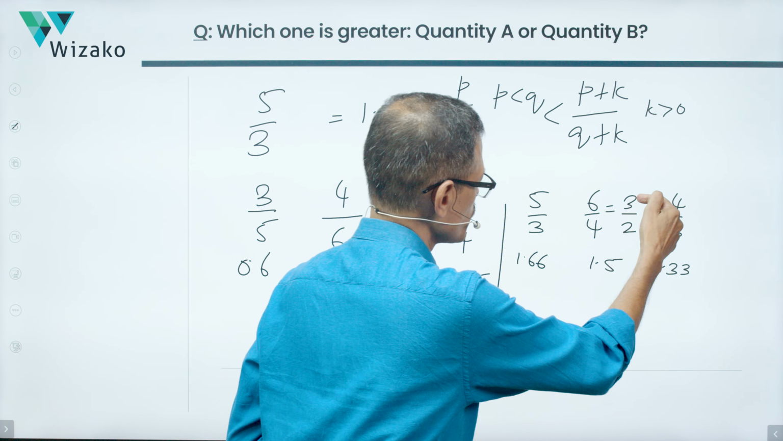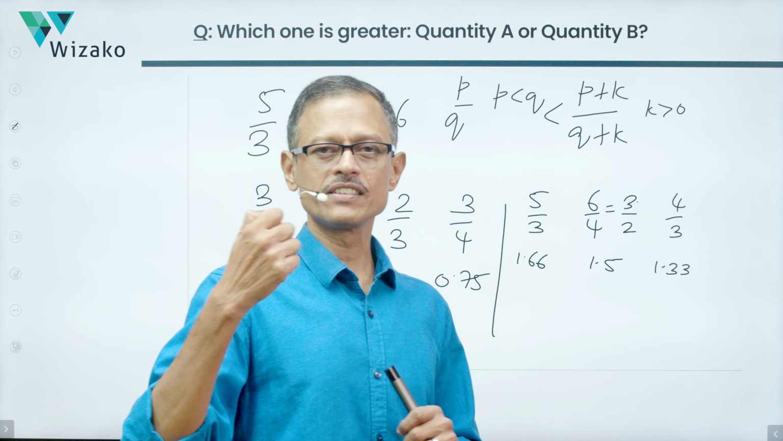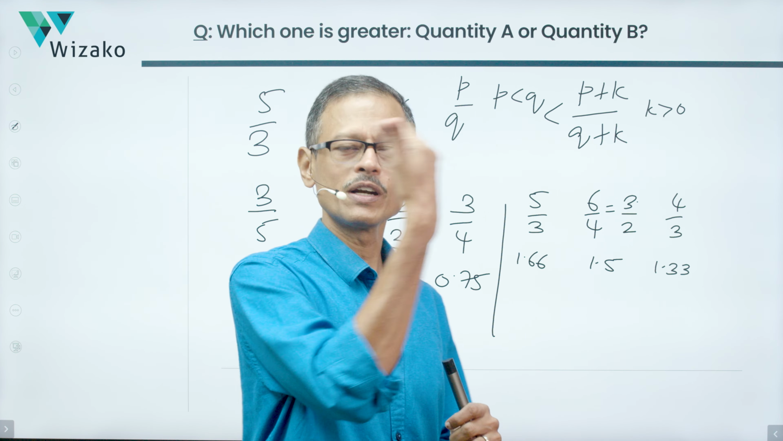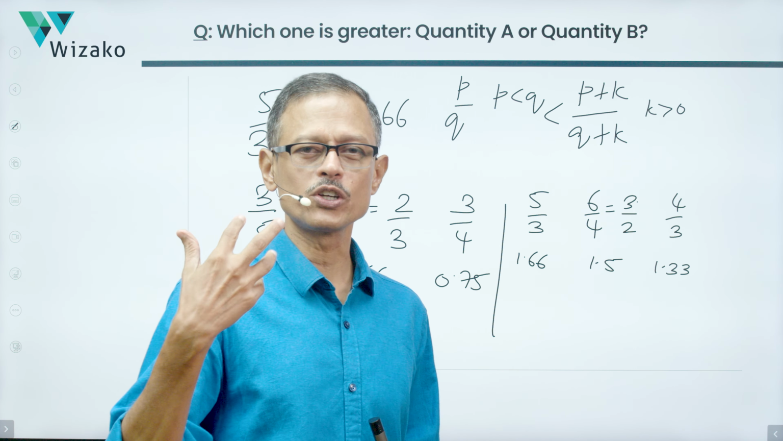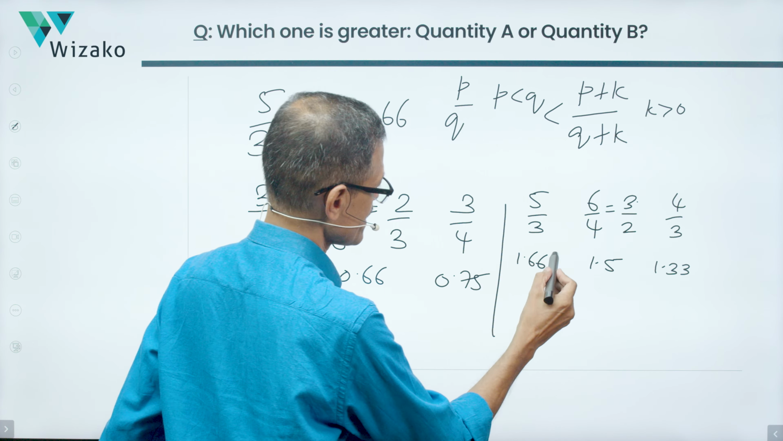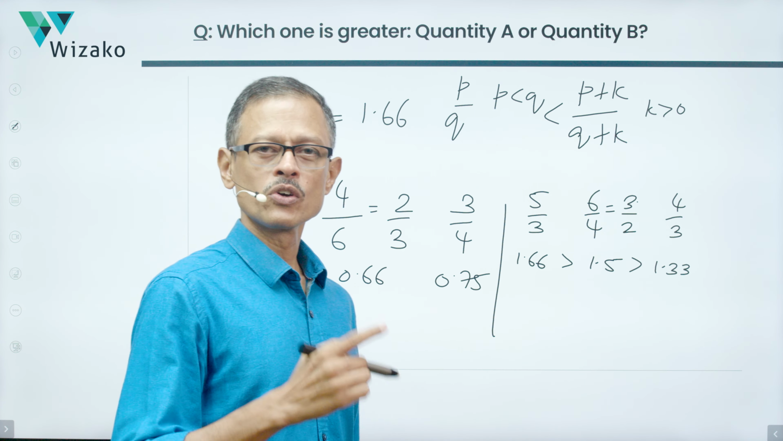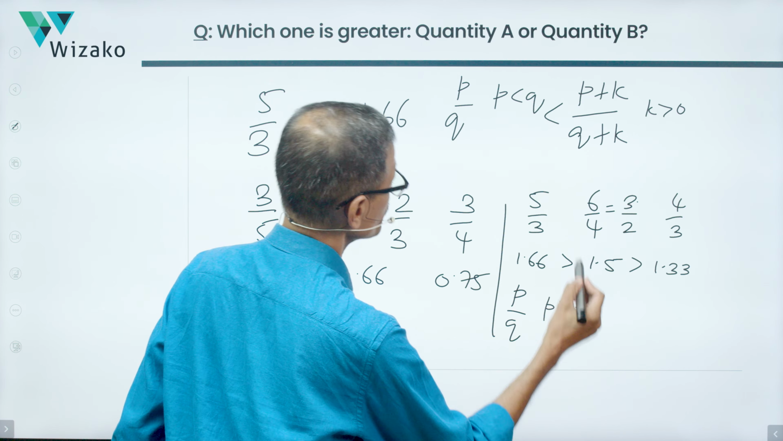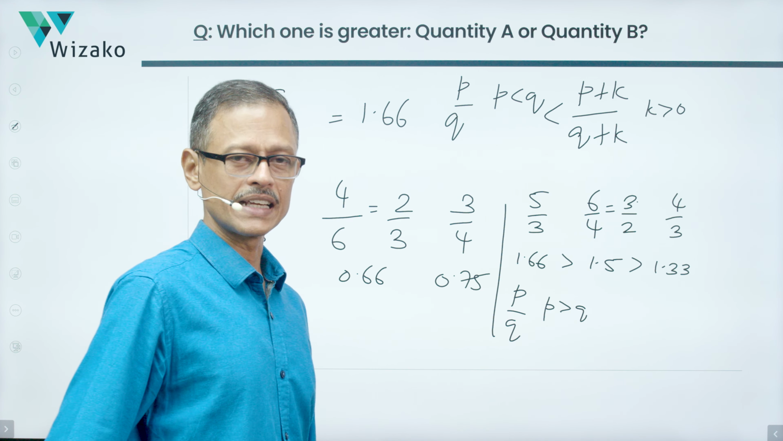Now I add a 1 to both the numerator and denominator of this fraction 3 upon 2, right? 3 plus 1, 2 plus 1. The value further decreased. Add 1 more to this, 5 by 4 will be 1.25, so on and so forth. Here you'll realize that the value keeps decreasing. So if it's an improper fraction, p by q, where p is greater than q, here p was less than q, here p is greater than q.